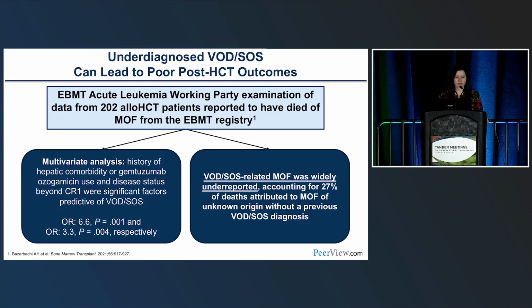So this is, again, work coming from the EBMT, looking at data from allotransplant patients reported to have died from multi-organ failure in the EBMT registry. The results of this study showed that in multivariate analysis, a history of hepatic comorbidities or gemtuzumab and disease status beyond CR1 were significant predictive factors for VOD, reinforcing our knowledge about risk factors for disease. What's interesting, though, is that VOD-related multi-organ failure was widely underreported, and it ended up accounting for 20% of the deaths attributed to multi-organ failure of unknown origin without a previous VOD diagnosis.